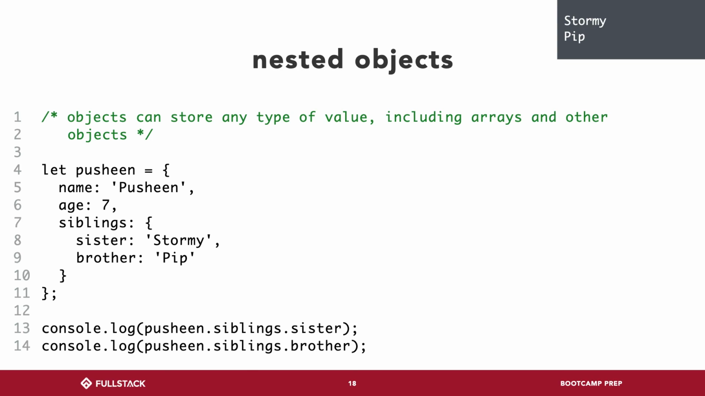Any questions? If you console log Pusheen.siblings, you would get this entire object. Yes. But if you console log Pusheen.siblings.sister, just the sister value is what's stored. Make sense? Make sense to everybody else?